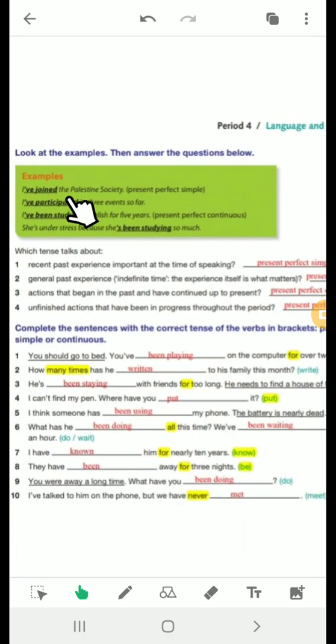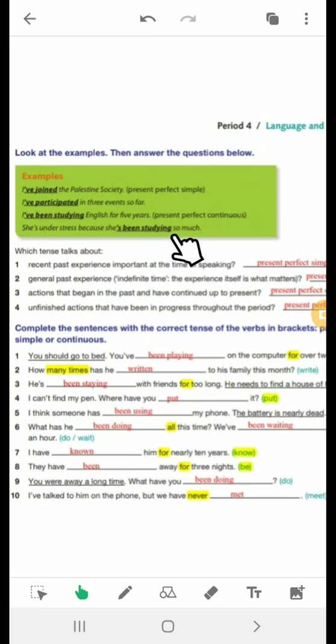Examples: I've joined the Palestine Society. Present perfect simple. I've joined. I have, 've, this is the have. I've participated in 3 events so far. Also present perfect simple. I have been studying English for 5 years. Present perfect continuous: have plus been plus verb plus ing. She is under stress because she has been studying so much.